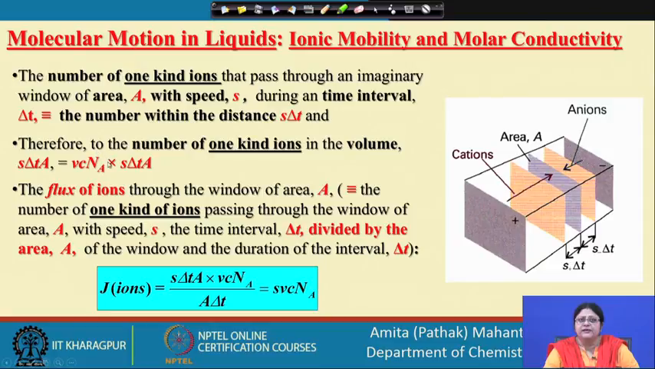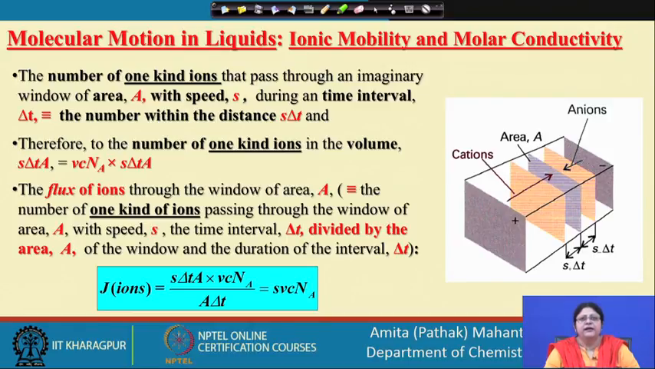And what is the total number of ions associated? The number density we have already calculated. The number density into the volume element gives you the number of molecules of one kind in this volume S delta t into A. Okay. Now, from here we want to find out the flux of ion which is passing through the window A. And how is the flux defined?